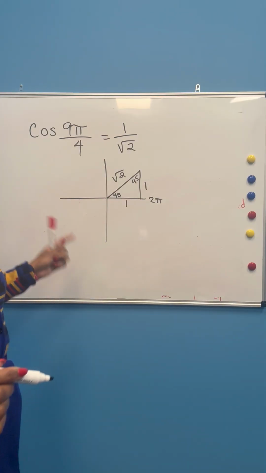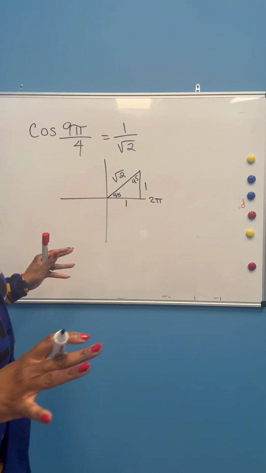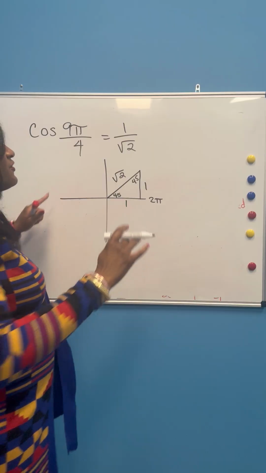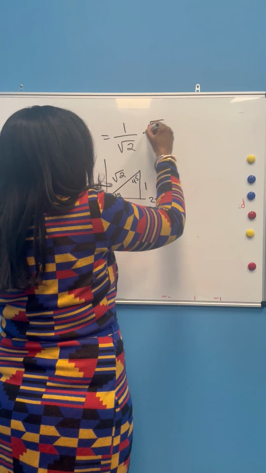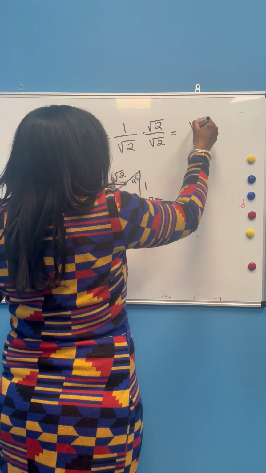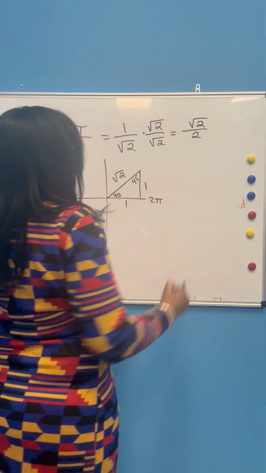Well, just like with the 0 being undefined in the denominator, when you have a radical in your denominator, you want to get rid of that. You need to rationalize your denominator. So that's going to make it square root of 2 over 2.